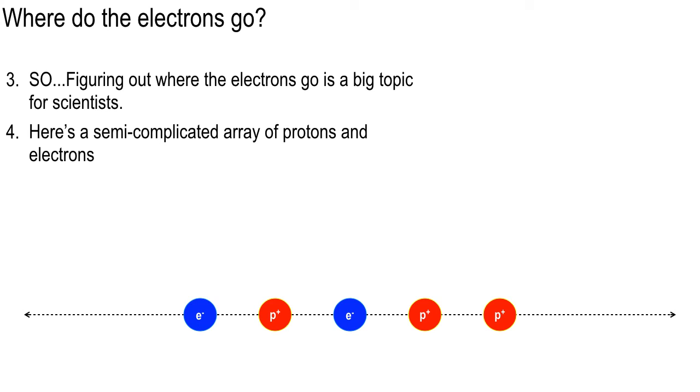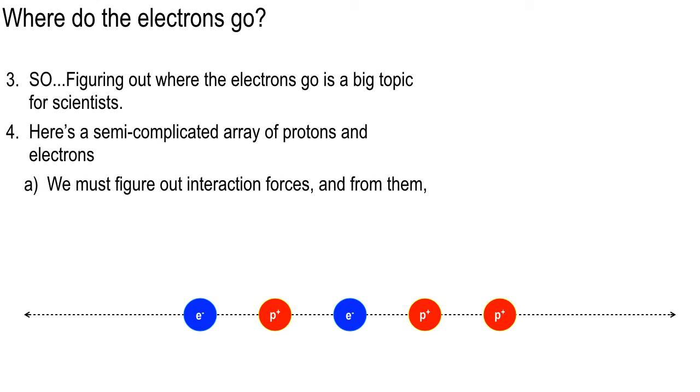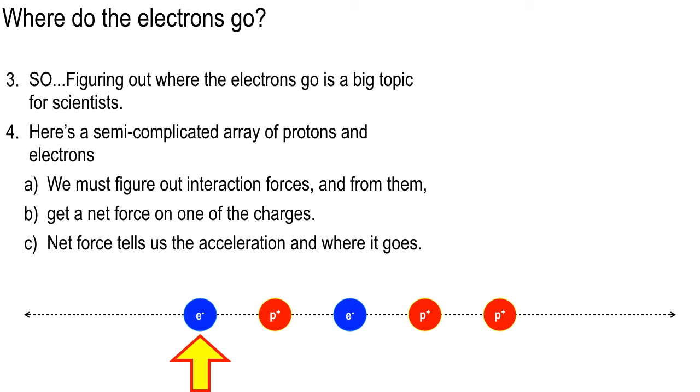And we're going to try to figure out the interaction forces, and then from that get a net force on one of the charges, because what we want to do is figure out where the electrons go. If we were a solar physicist, we would also want to figure out where the protons go. But for us guys, we'll just stick to the electron today. So we're going to try to get a net force on one of the charges. And then the net force will tell us the accelerations and eventually where that electron is going to go.